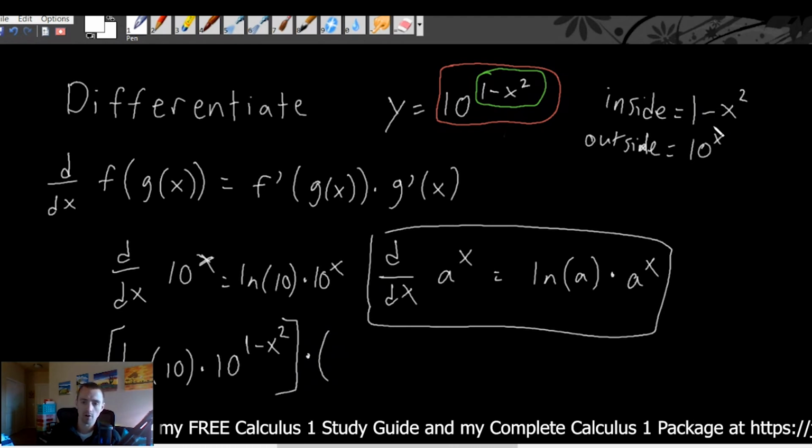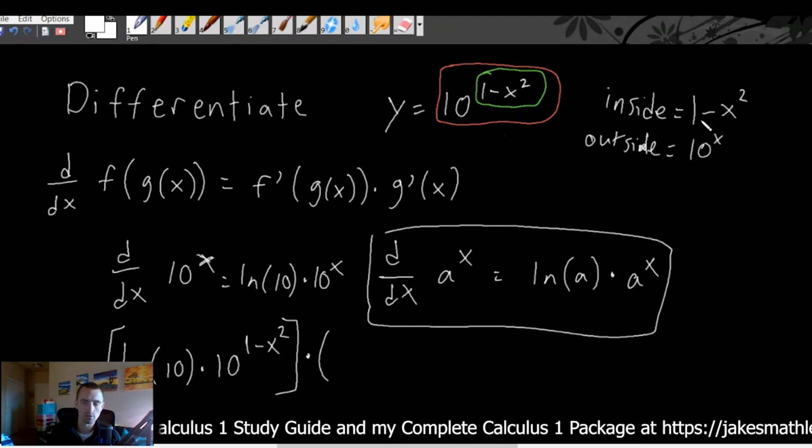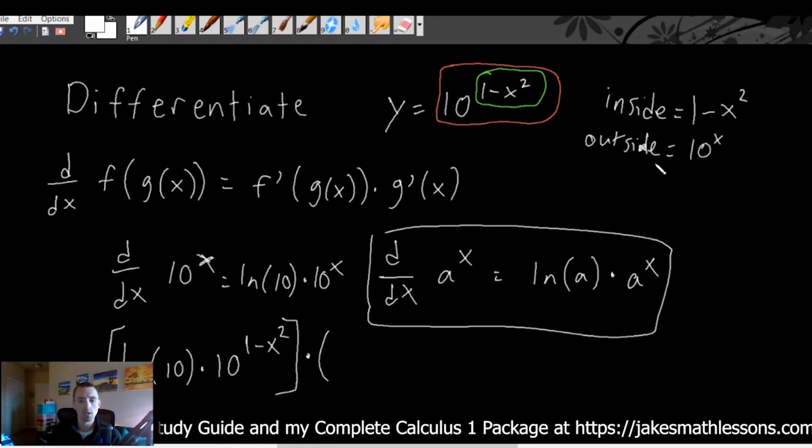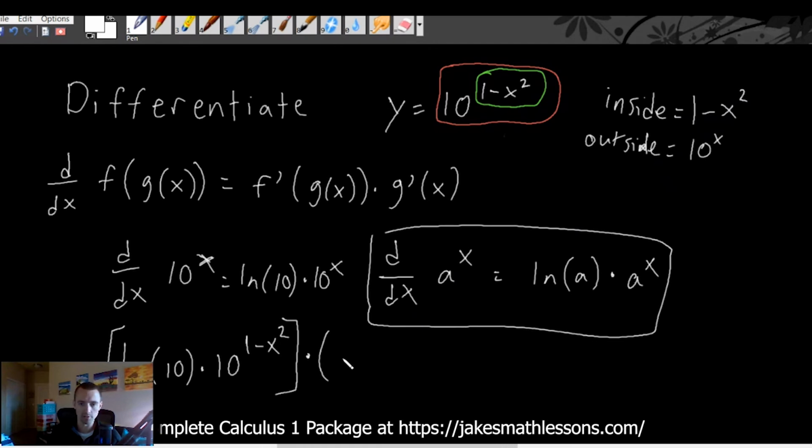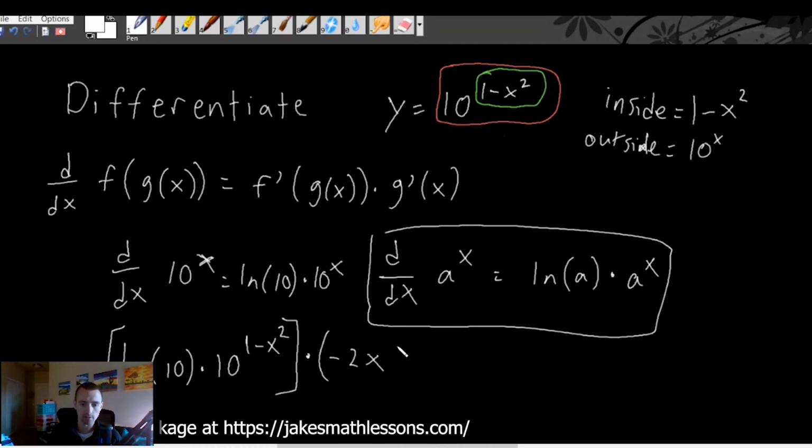Well, the derivative of our inside function, the derivative of 1 minus x squared, can be found just using the power rule. So the derivative of a constant 1 is 0. The derivative of negative x squared is going to be negative 2x. We would just bring the 2 down in front, multiply it by the minus sign, so negative 2, and then subtract 1 from the power. 2 minus 1 is just 1, which leaves us with negative 2 times x.